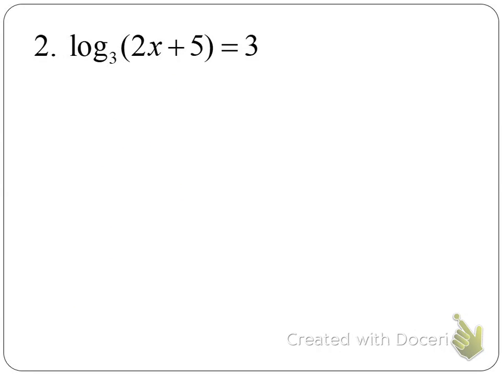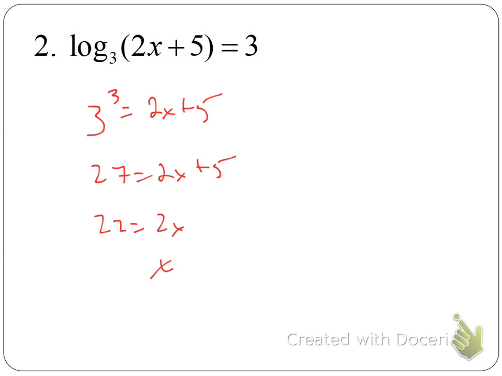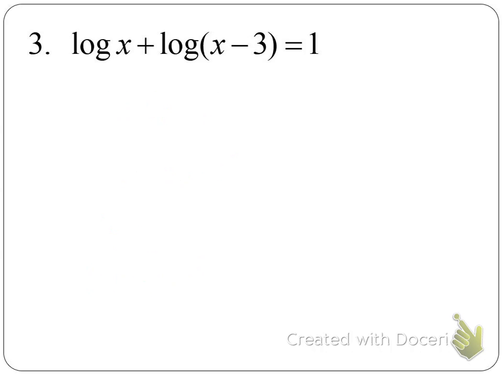Number 2, same deal, right? We have a log base 3 on the left side, but not a log base 3 on the right side to just drop them. So we've got to rewrite this in exponential form. Base stays base, the other two places switcheroo. We get this, 3 cubed is 27. Now subtract 5, divide by 2, and x is 11. Okay?